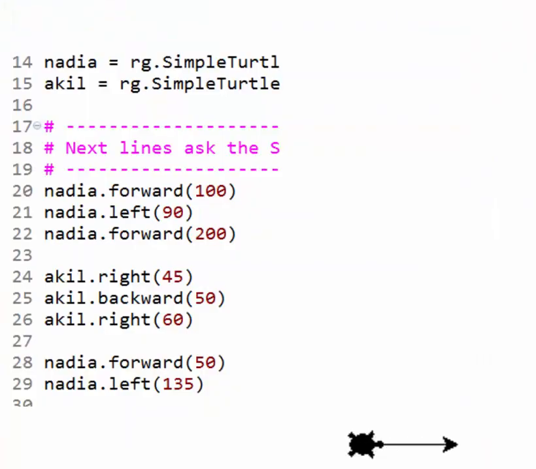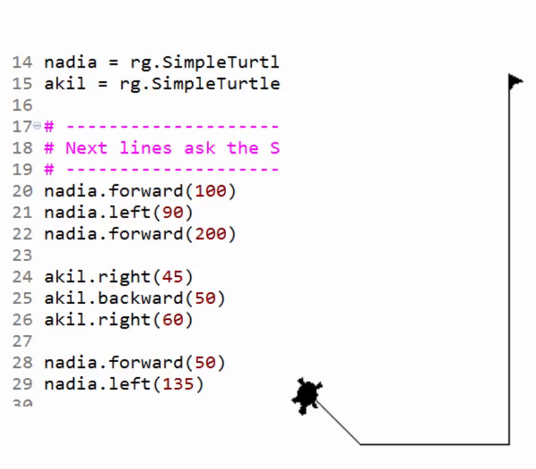There is Nadia, moving forward 100, then turning left 90 degrees, then moving forward again 200 units. Now Akil turns right 45 degrees, goes backward 50 units, then turns right 60 degrees. Then Nadia moves forward 50 and left 135 degrees. We'll come back to the rest of the run shortly.